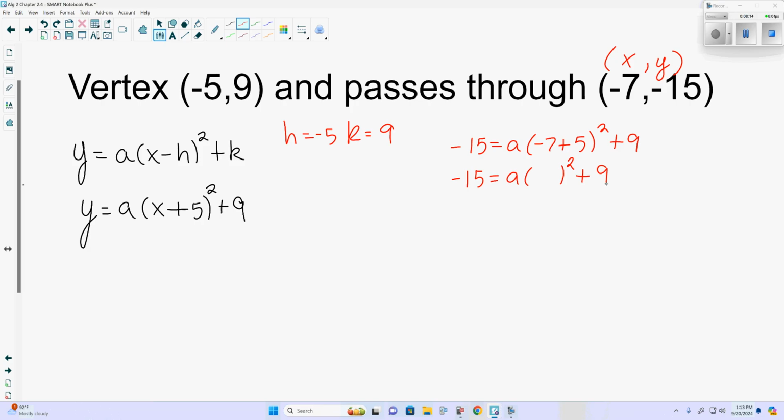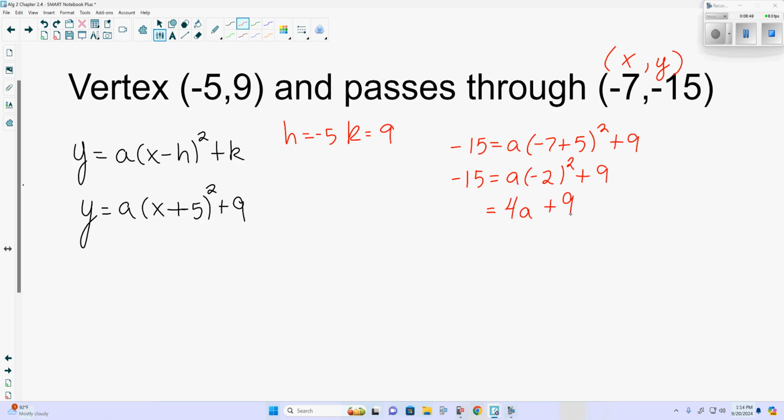-7 plus 5 is? So what's the difference between 7 and 5? Which one's bigger, the negative or the positive? So it's -2. Now we need to do -2 squared. Negative times a negative is a positive.